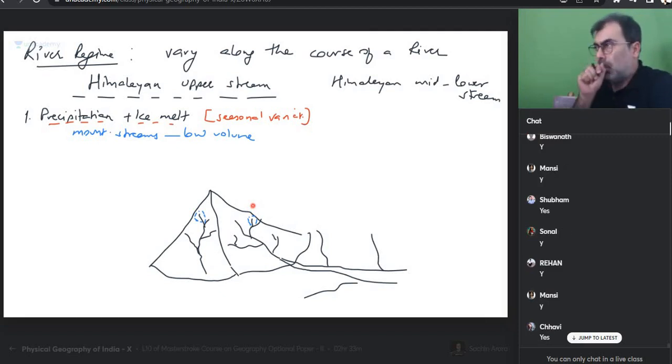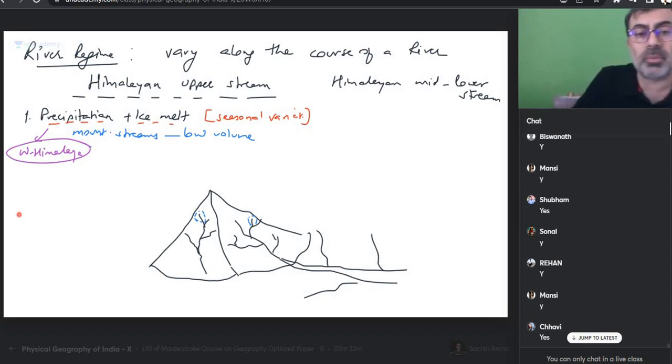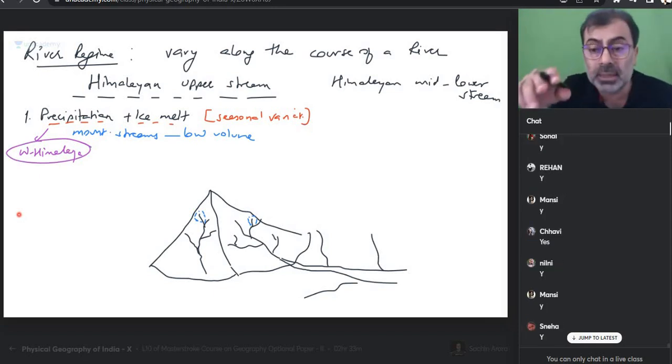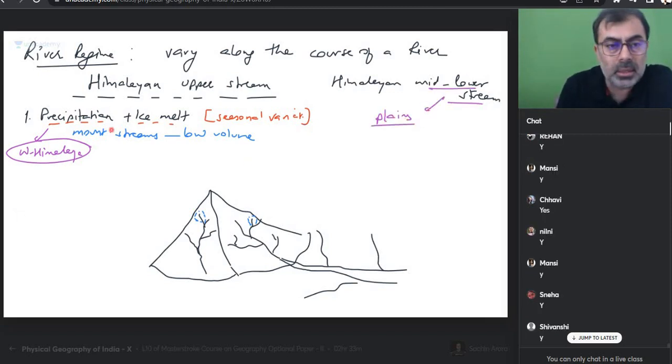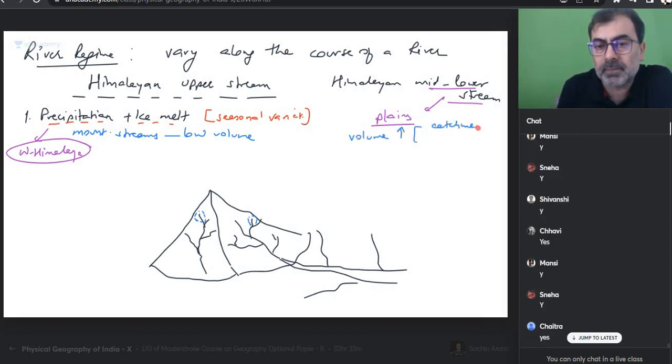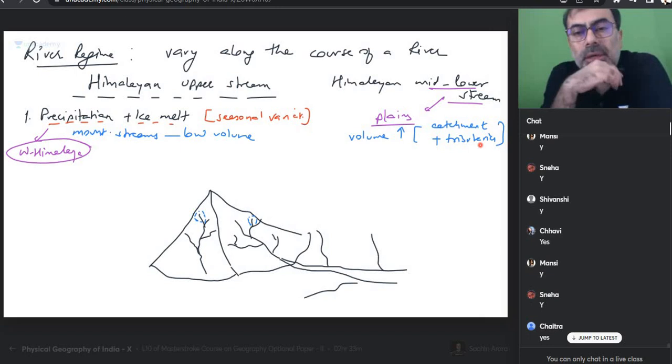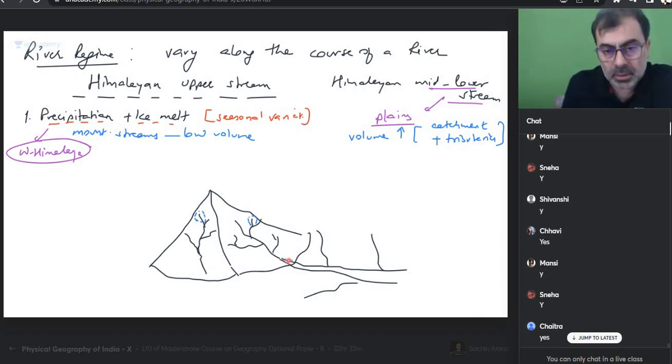Precipitation and ice melt are the things. Get that? And we know that especially Western Himalaya, can I say these are further low? But Eastern Himalaya, there is more of Himalayas. Can you compare that also? That is why the floods in Assam, many rivers, lot of rain happening over there. So there we get volume also. Everyone with me on this? Middle and lower stream, where are they? In the plains. In the plains, do they have volume? Volume goes high. Why? Catchment plus tributaries. Is everyone okay? Makes sense? Bigger rivers over here.